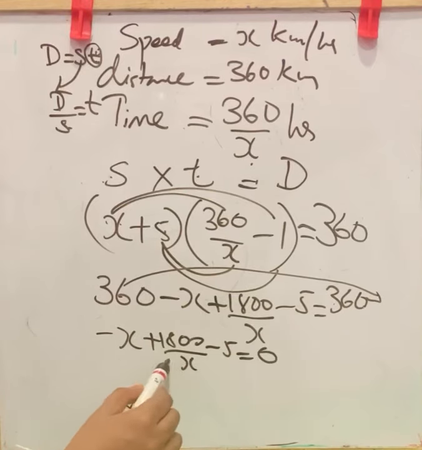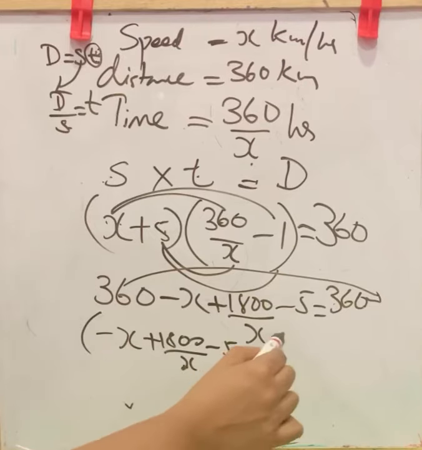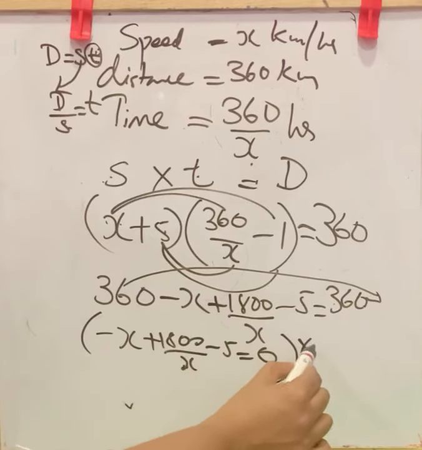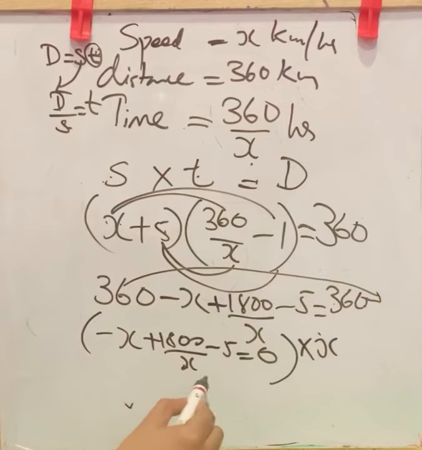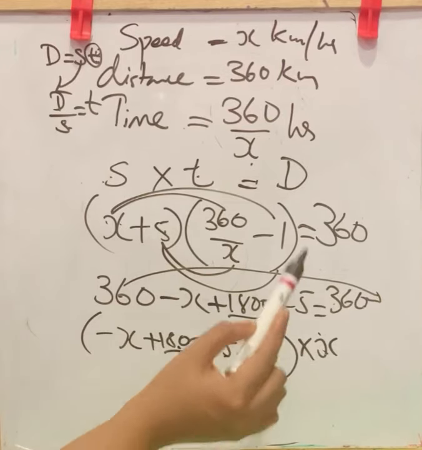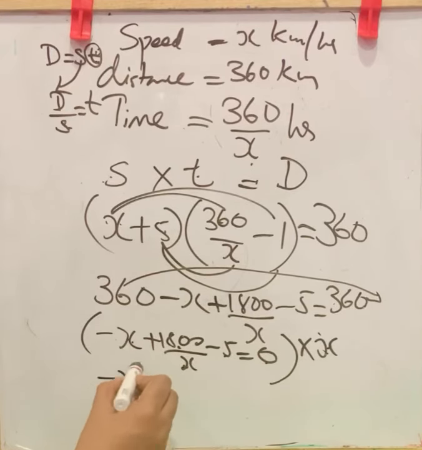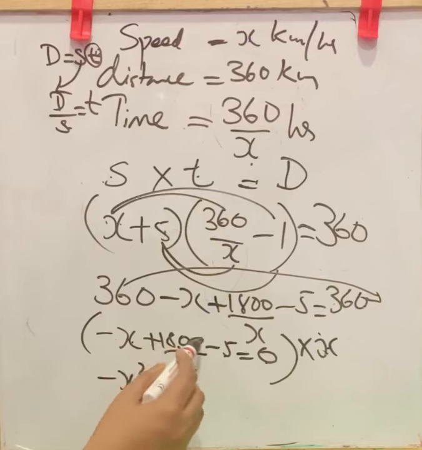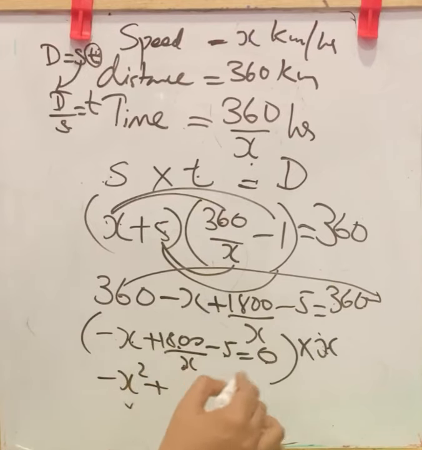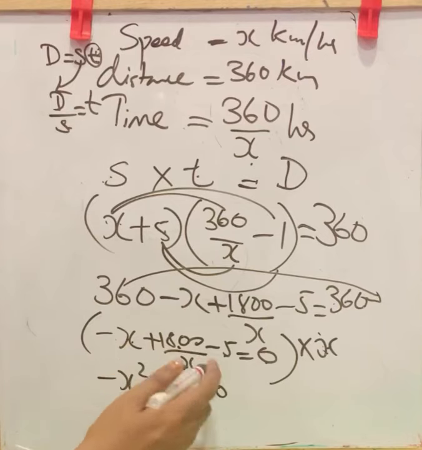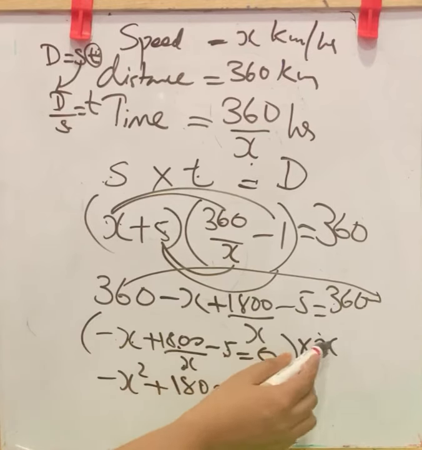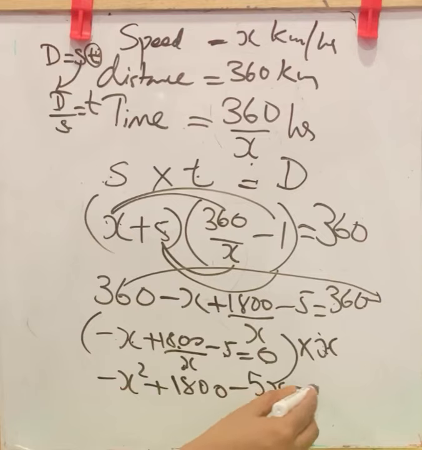Now we have an x here in the denominator. To cancel that, we will multiply the whole equation by another x. Then x and x get cancelled. But with this x, you have to multiply each and every term. So minus x into x is minus x square, plus 1800 by x into x, x and x cancel, so we have only the numerator 1800, minus 5 into x, minus 5x, equal to 0.